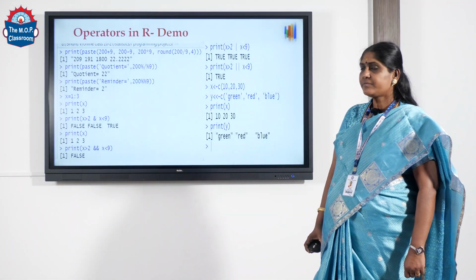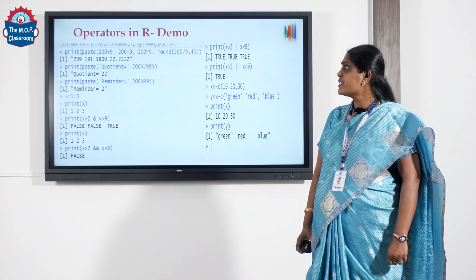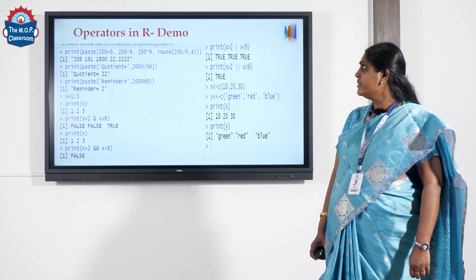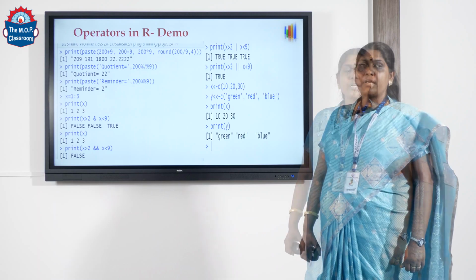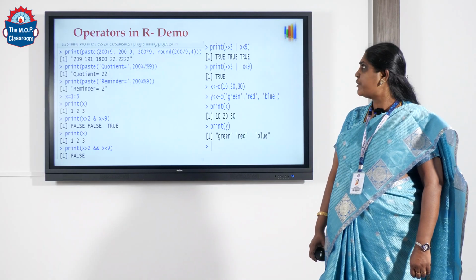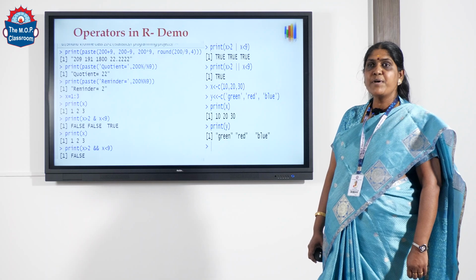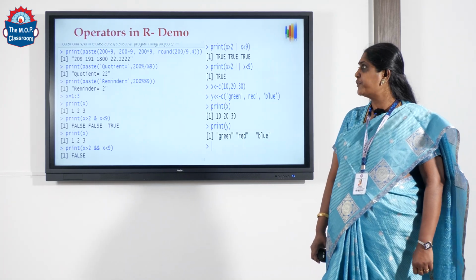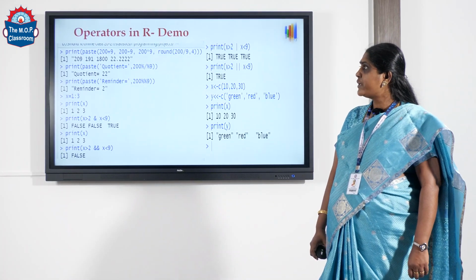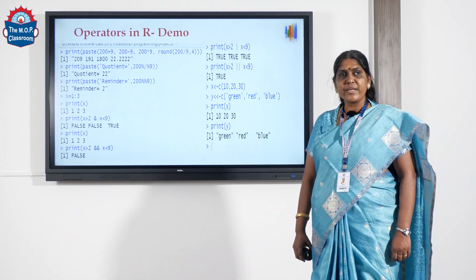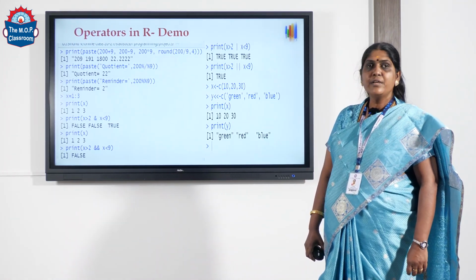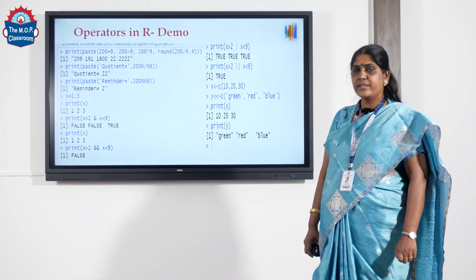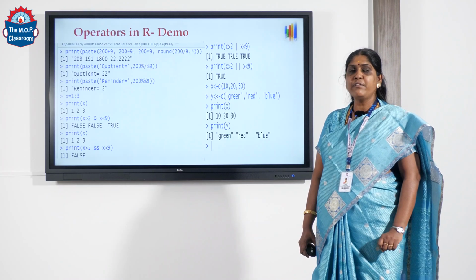Here is the example for operators. The first statement is print paste of 200 + 9, 200 - 9, 200 * 9 and round. Round is a function that is used to round the data, that is 200 / 9, comma 4, that is the number of digits after the decimal point, rounded to 4. So in the answer we get 200 plus 9 is 209, 200 minus 9 is 191, 200 into 9 is 1800 and 200 divided by 9 is 22 point, and after the decimal you have four 2's.